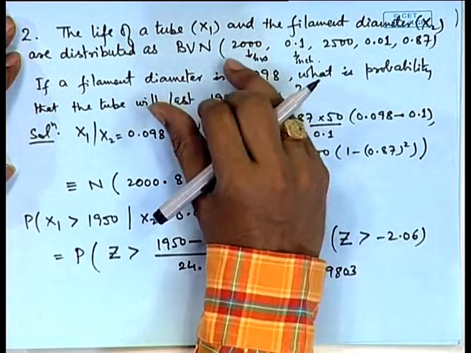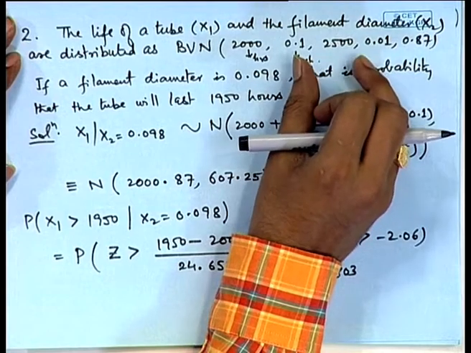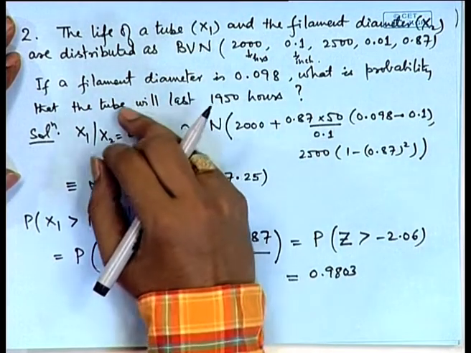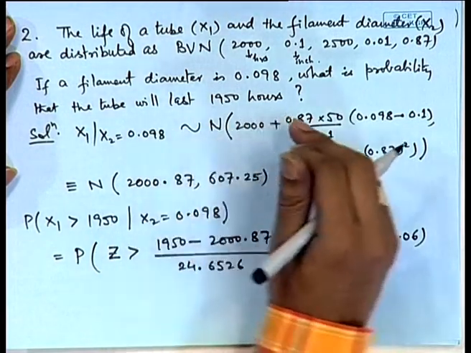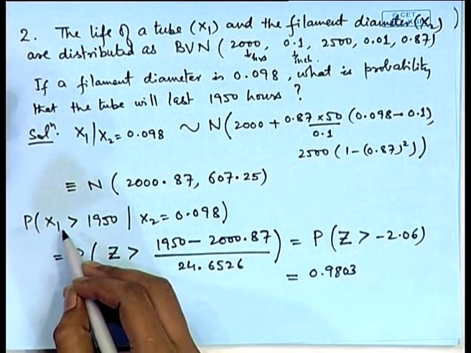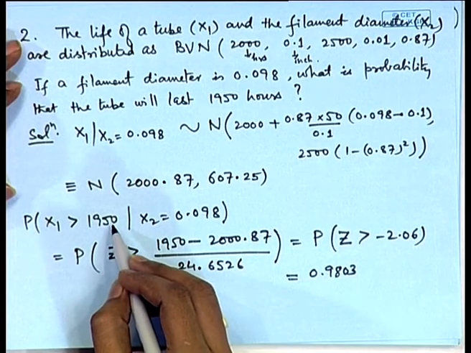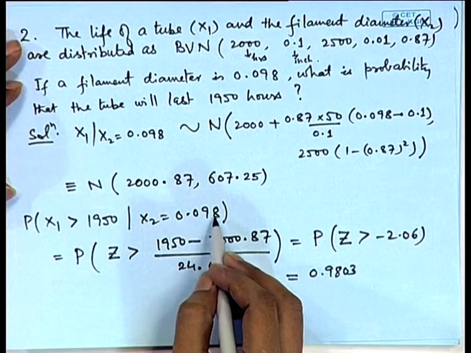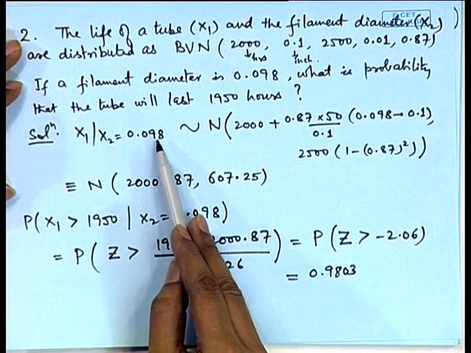So the manufacturer may use the filament diameter, which can be measured, to estimate the life of the tube. If a filament diameter is 0.098, what is the probability that the tube will last 1950 hours? We are interested to calculate the probability of surviving till 1950 hours given that the diameter is 0.098 inches. For this we need the conditional distribution of x1 given x2 equal to 0.098.